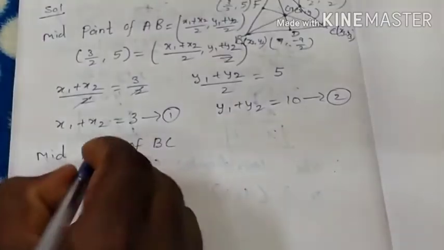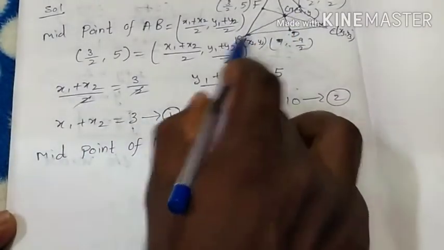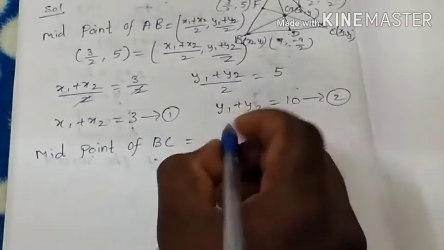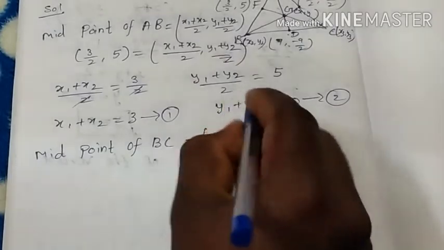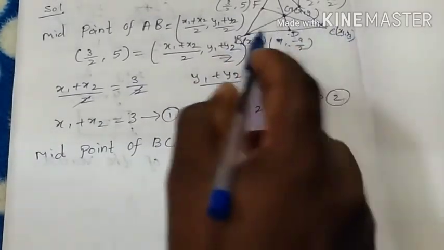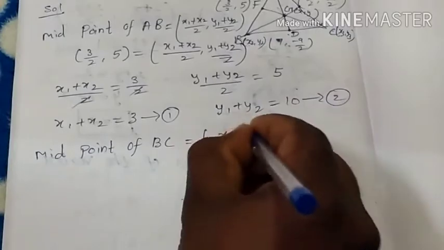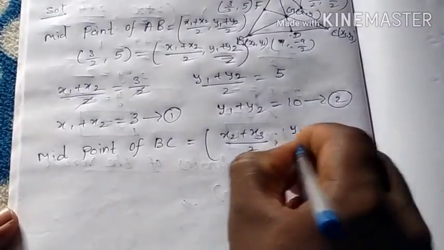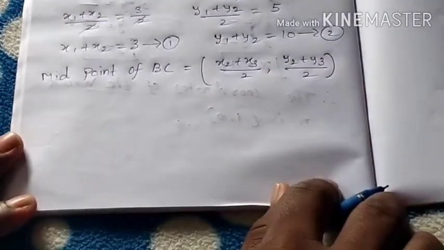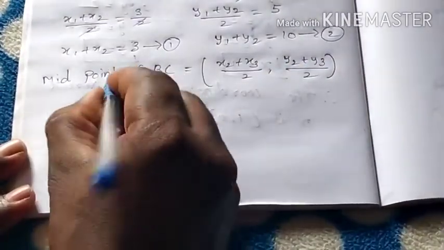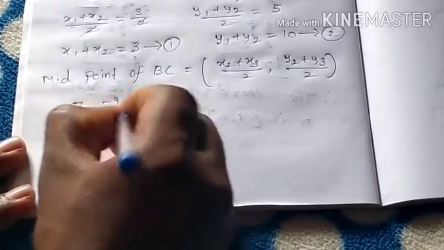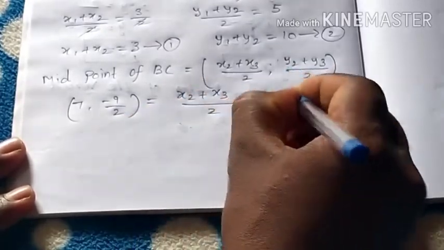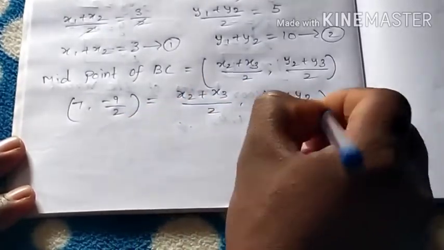Okay, then use the midpoint of BC. The midpoint of BC is the point D. Midpoint formula, with points (x2, y2) and (x3, y3): ((x2 + x3)/2, (y2 + y3)/2). The midpoint of BC is (7, -9/2), so it is equal to ((x2 + x3)/2, (y2 + y3)/2).